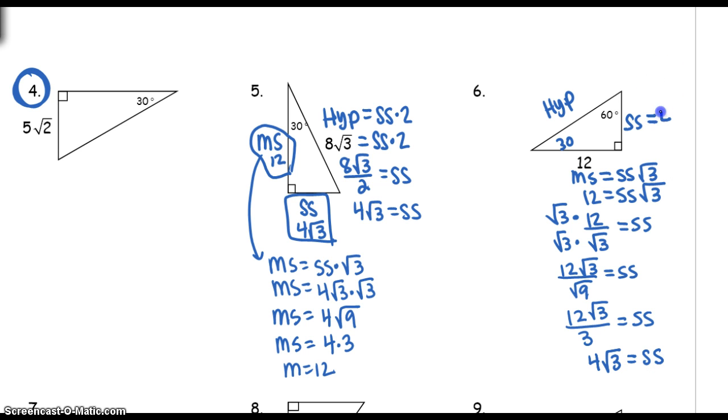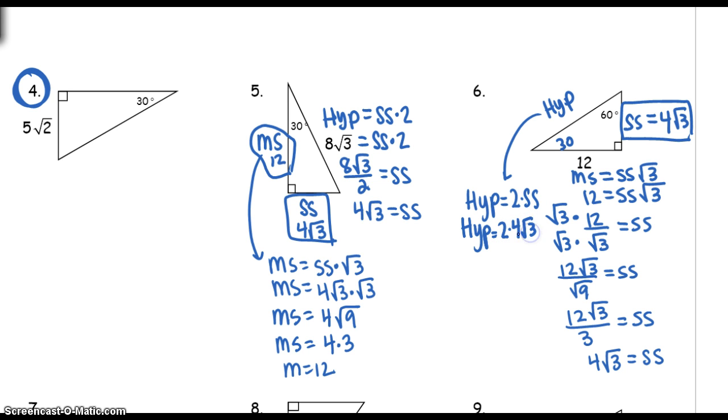So over here, I'm going to write 4 root 3. There we go. Now we have to work on the hypotenuse. And we know that the hypotenuse is 2 times the short side. We know that our short side now is 4 root 3. So our hypotenuse is 2 times 4 root 3. Well, these two, the 2 and the 4, are outies, so 2 times 4 is 8. So our hypotenuse is 8 root 3. And we are all done with that one.